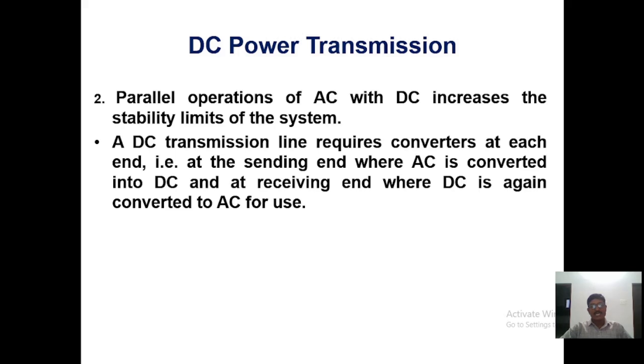A DC transmission line requires converters at each end. Therefore, at the sending end, AC is converted into DC, and at the receiving end, the DC is again converted into AC for use. For reducing the transmission loss, we may use DC power transmission. But in most cases we adopt the AC system, thereby using the inverter at the receiving end.